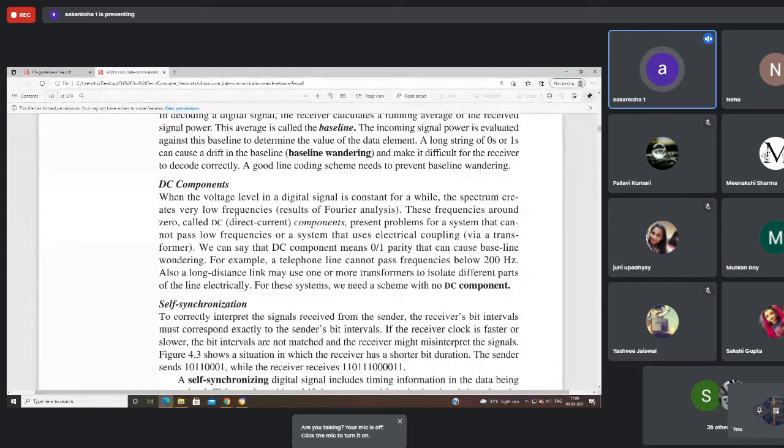Okay, so DC components, as we discussed, because we said that digital signals can be represented with some discrete values, some static values. So when I am representing one as some x volts and zero as some other y volts, then we say that it is all having some constant voltage level. So whenever we are talking of a constant voltage or power level, then the spectrum will not have any variation in the frequencies, and the spectrum will only have low frequencies.